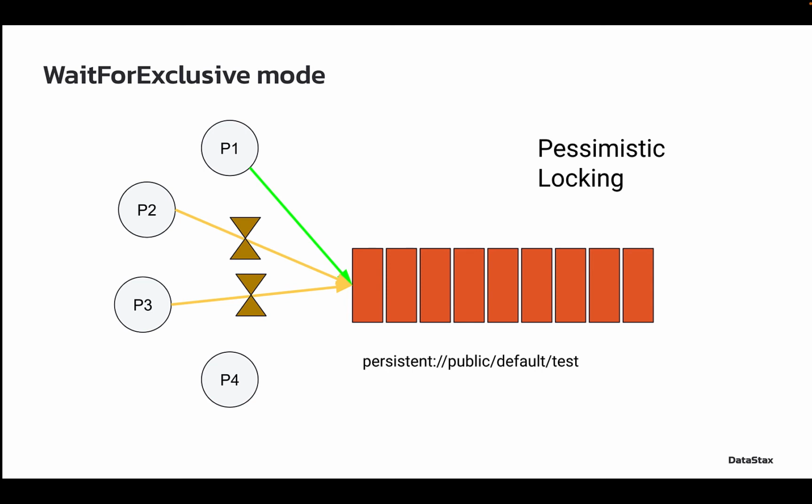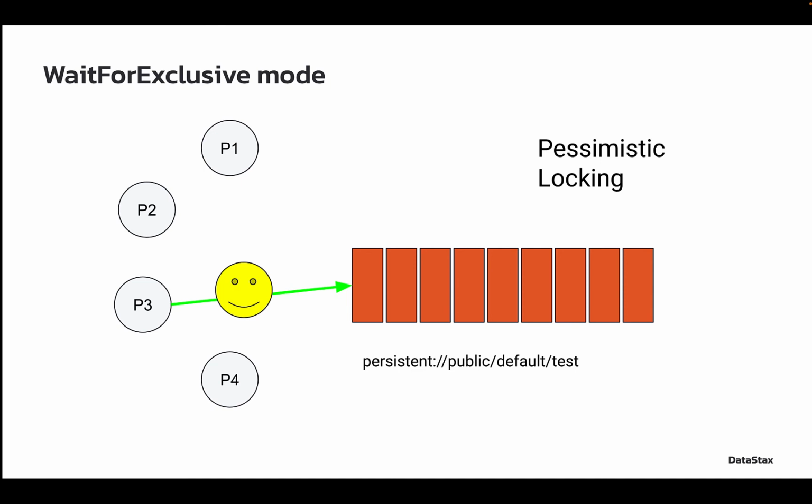In WaitForExclusive mode, the behavior is really like the exclusive mode, but let's see how it works. P1 is connected and publishing messages to the topic. P2 and P3 are trying to connect and they are queued on the broker. When P1 disconnects, it releases the lock, and then P2 is able to connect and publish its messages. Then P3 will be able to connect when P2 releases the lock on the topic.